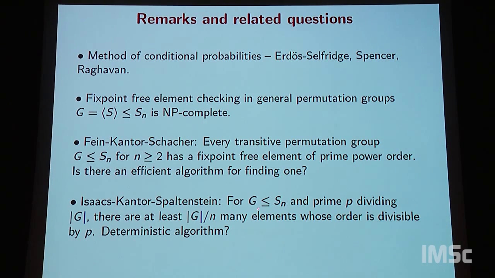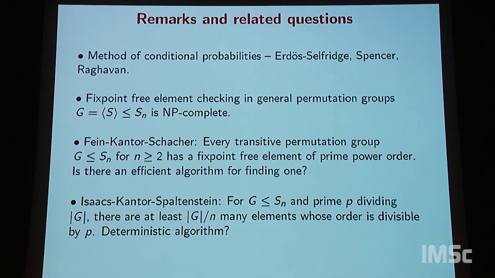Here is a related, not quite related, but kind of interesting question which is vaguely related. This is the analog of Cauchy's theorem. It says, you know that if P divides the order of G, there is an element of order P in G. Suppose G is given by a bunch of generators. Can I find this element? And using the classification of finite simple groups, a deterministic algorithm is known for finding such an element.